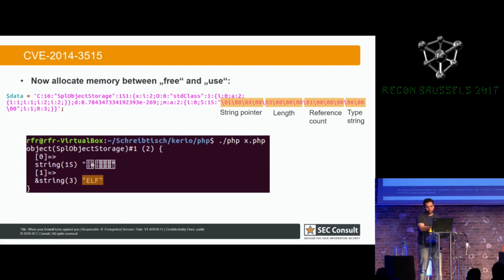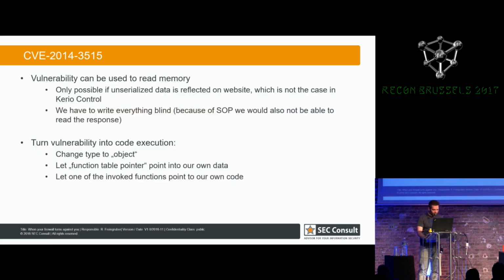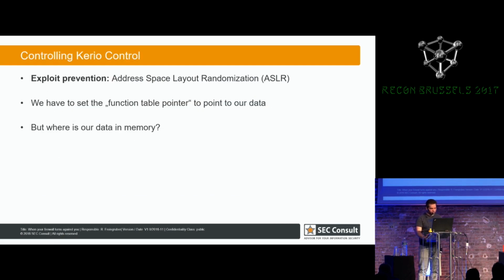That means I can just read from the memory. Or I change the data type to object. That means I can set the function pointers to any address. That means I can get full code execution. We have just two problems here. The first one is address-space randomization. That means my data is at random locations.